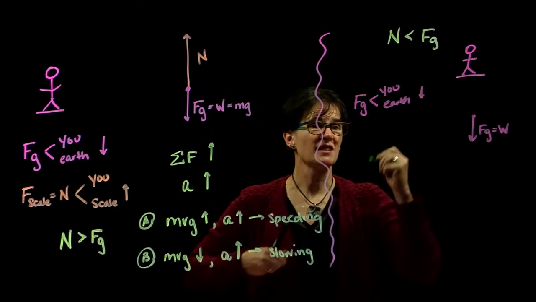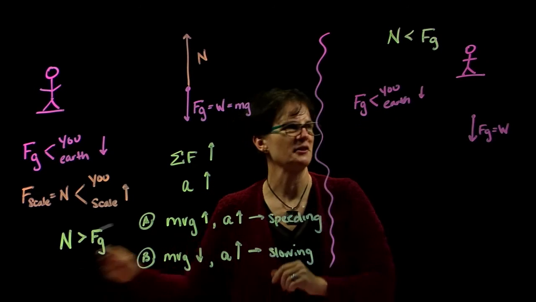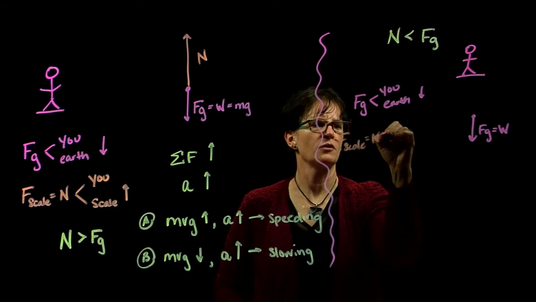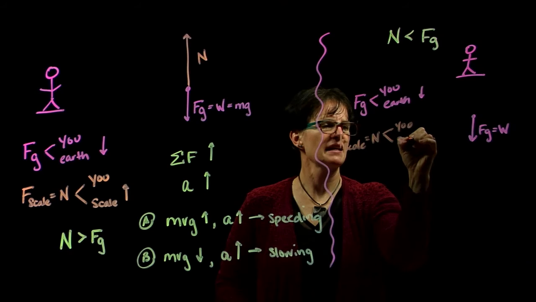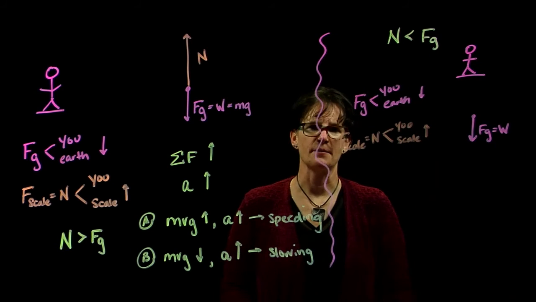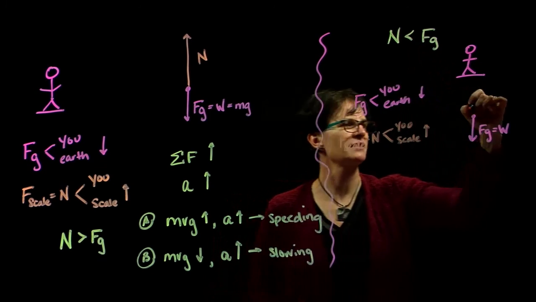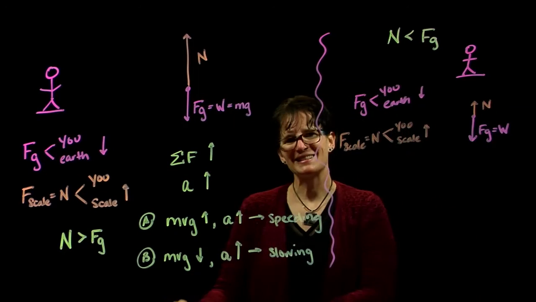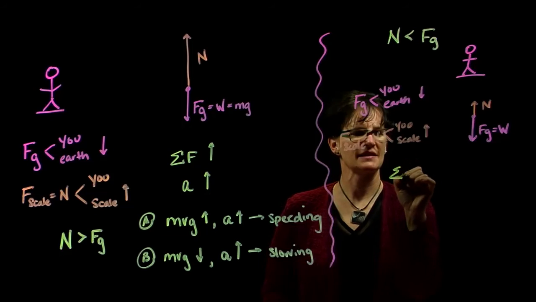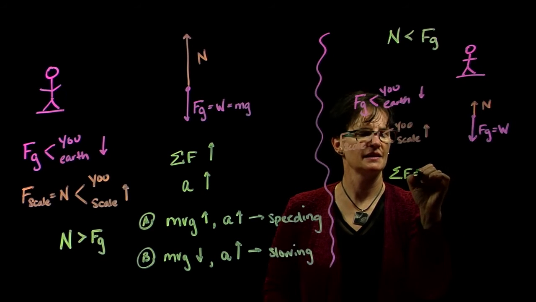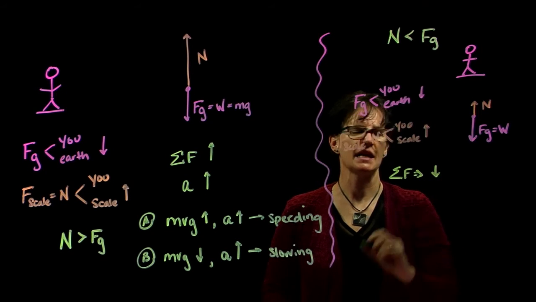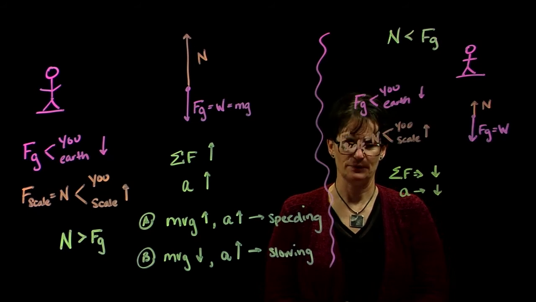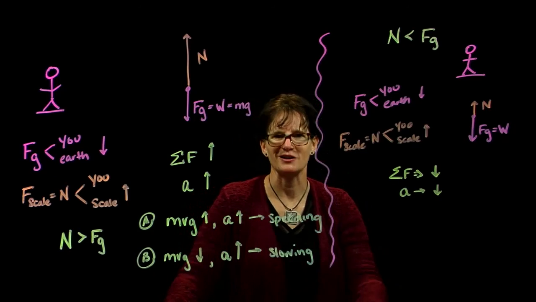And sure enough, the elevator is also interacting with me. The scale is interacting with me. So I have the force of the scale, which we said was a normal force, and that's between you and the scale, and that's pushing up. Now we're told that the normal force is less than the force of gravity, so I'm going to draw that arrow shorter. If the normal force is less than the force of gravity, what's the sum of the forces? Well, the sum of the forces must be down. And if the sum of the forces is down, the acceleration is down, because the net acceleration is in the direction of the sum of the forces.